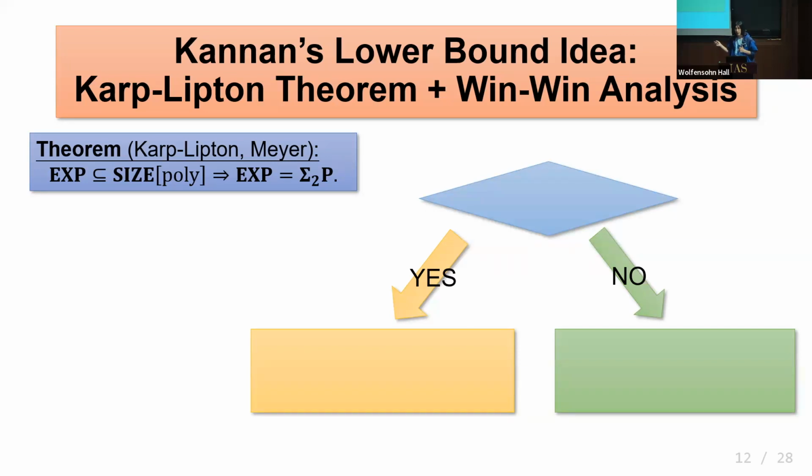You mean non-uniform upper bound? You mean non-uniform upper bound implies uniform upper bound?